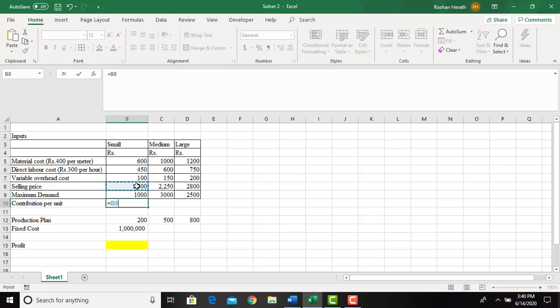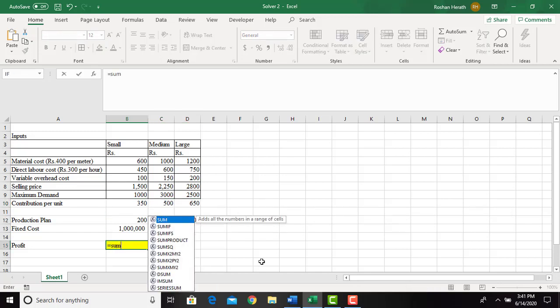So the selling price is there, you need to deduct the variable overhead, direct labor hours, and material cost. Then you are getting the contribution per unit. That particular information is also required. Now you can work out the profit. So how much is your profit? You can apply the sum product.